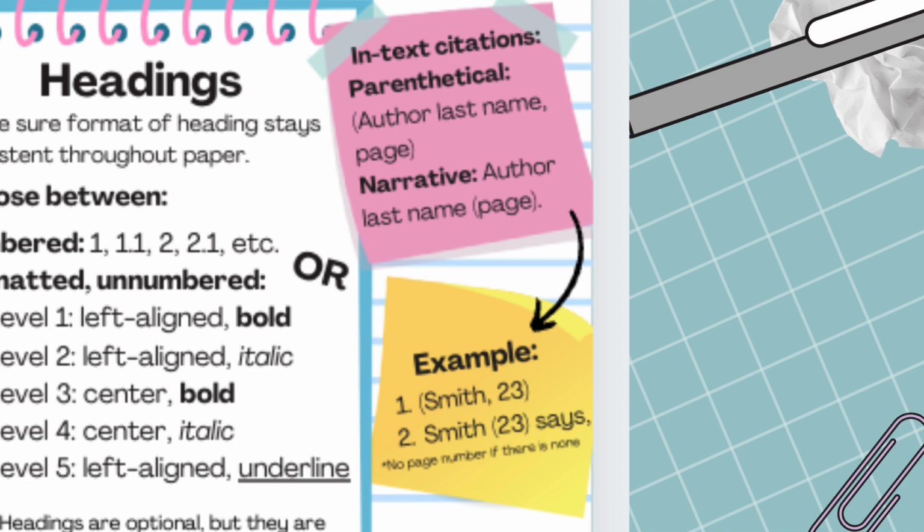For example, you could say, according to Smith, renewable energy reduces our carbon footprint, Smith 23. That would be a direct quote. Where you could also say, our carbon footprint is reduced from renewable energy, and then Smith 23. Furthermore, if you cannot find a page number, just write the author's last name. For example, you just put Smith in parentheses.